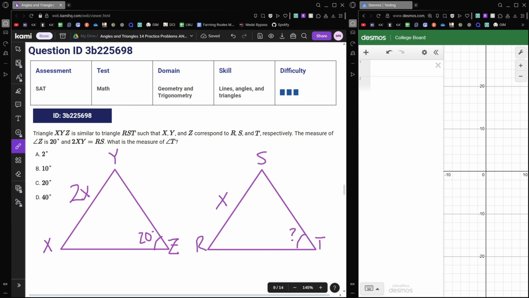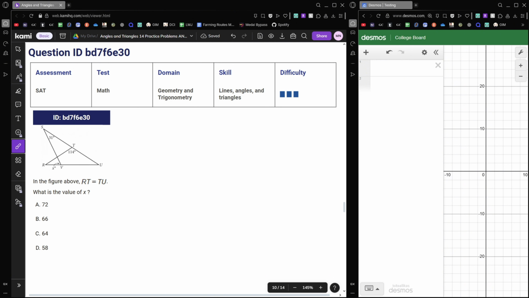Alright, so here we have a pair of similar triangles, and in similar triangles, corresponding angles are congruent. So the angle that corresponds to angle t is going to be angle z. And once again, corresponding angles are congruent, which means that angle t is also going to be 20 degrees, so our answer is C. Question number 10.